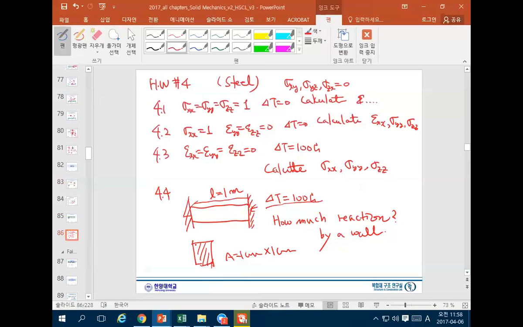Good questions. Sigma y and sigma z equal 0. What does it mean? Y freely expands.